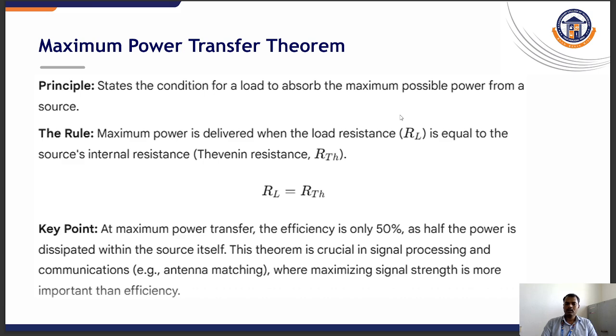At maximum power transfer, the efficiency is only 50%, but we will be getting a maximum signal strength. Even though the efficiency is only 50%, half of the power is dissipated in the source itself. So this theorem is important in signal processing as well as in communication systems like antenna matching, where maximum signal strength is more important than the efficiency.